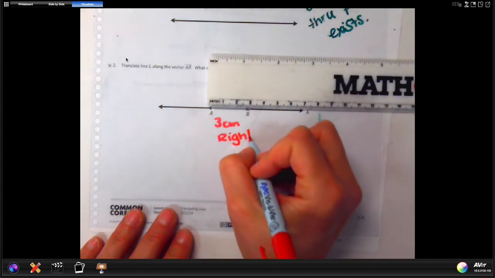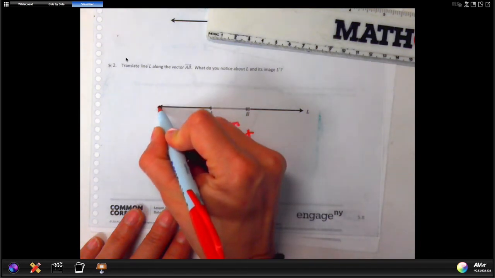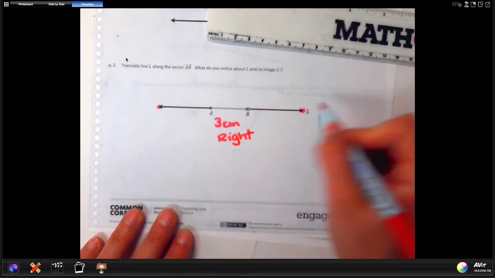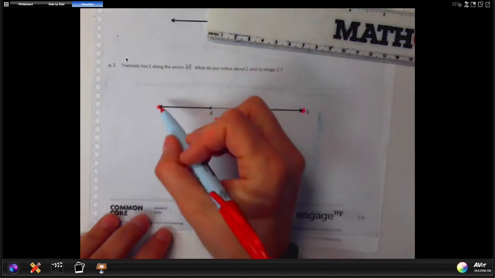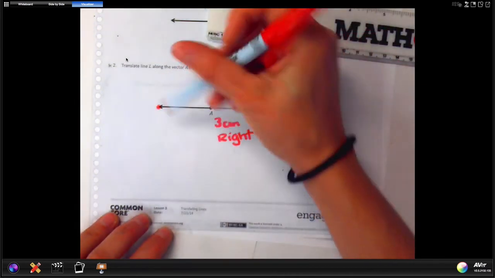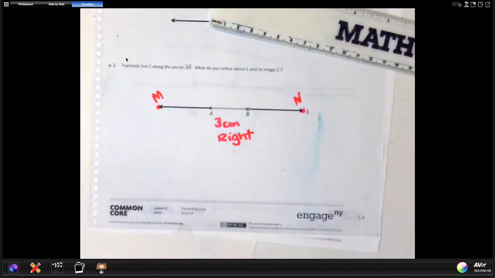Okay, so to translate this line, I need the essential points. Well, the essential points are on the ends. I'm going to put them here and here. Okay, a line only really has 2 points that you really need, the end points. So I'm going to start by translating this point. I'm going to call this point over here M, and this one N, let's say. So how do I translate M along the vector? How far do I have to move it? 3 centimeters. What direction? Right.